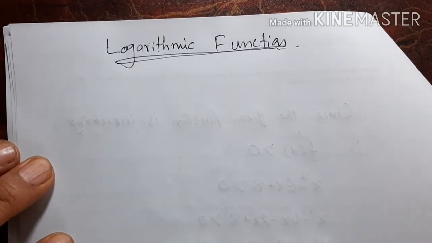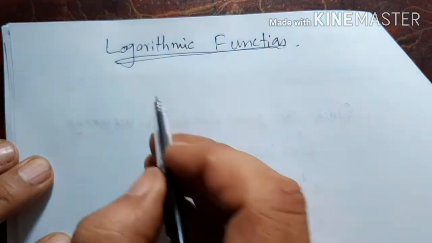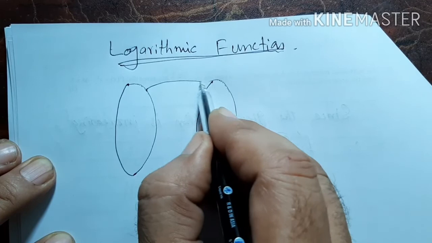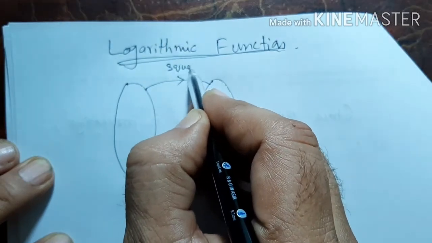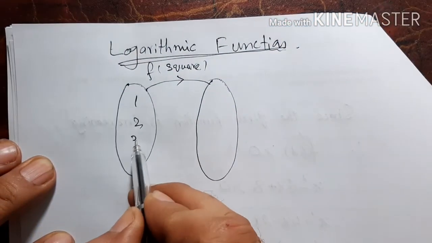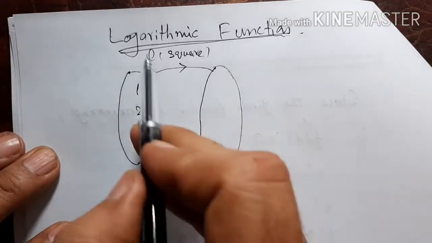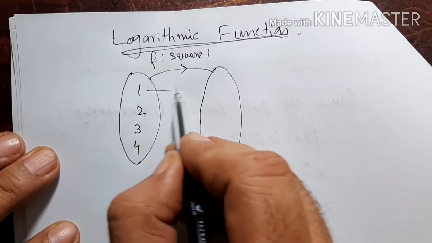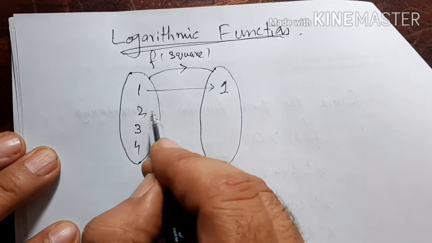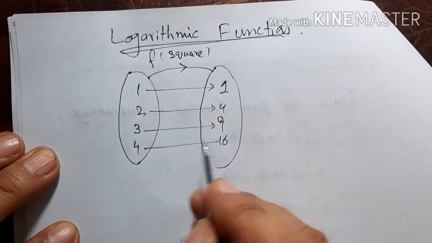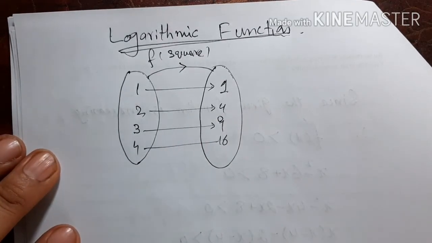As you know, there is an inverse of every function. For example, if I give you the example of a function in maths, let's suppose square. If this is the domain of this f, square means I have to apply square on every domain member, then I'll get the image. 1 square is 1, 2 square is 4, 3 square is 9, 4 square is 16. This is the function of a square.